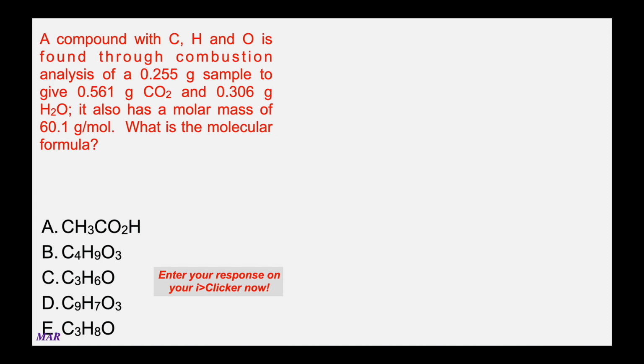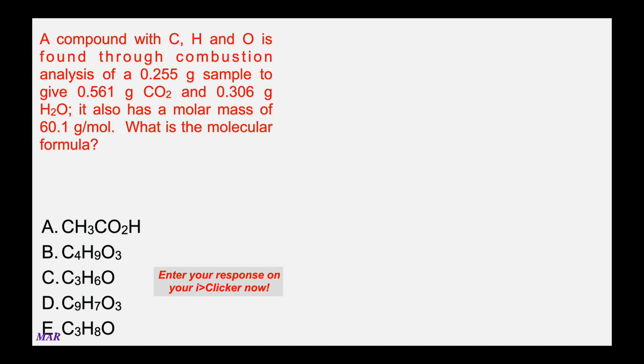A compound has carbon, hydrogen, and oxygen. Through combustion analysis of a 0.255 gram sample, we find that it gives 0.561 grams CO2 and 0.306 grams H2O. And we also find that there's a molar mass of 60.1 grams per mole. And the question is, what is the molecular formula?